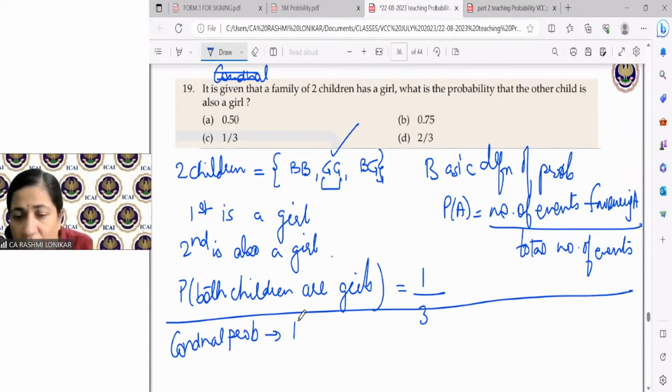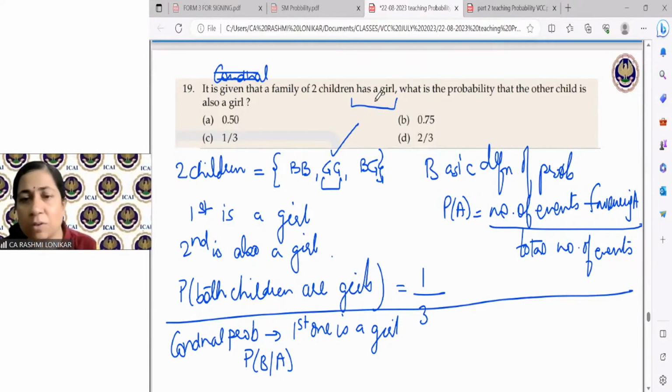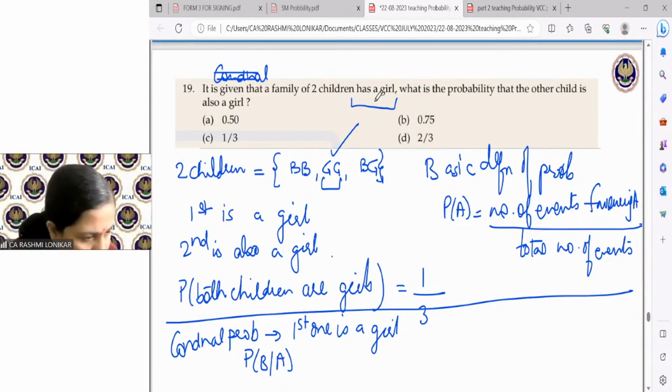They will say first one is a girl. So then what will happen? It will be B given A. What is the probability that the second child is also a girl given that the first child is a girl? So this is a different sum and this is a different sum. Here they are saying it is given that a family of 2 children has a girl, and then they're just talking about 2 children. And here there is already a restriction, so the way in which it will be put will be this way.